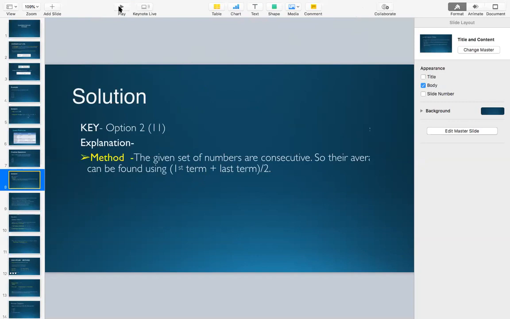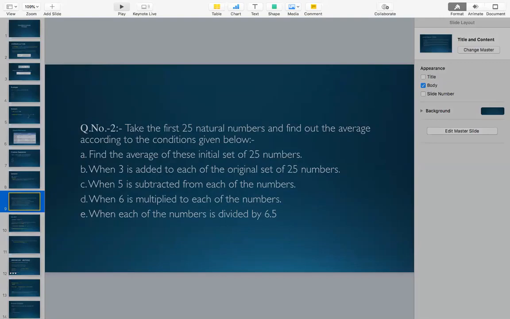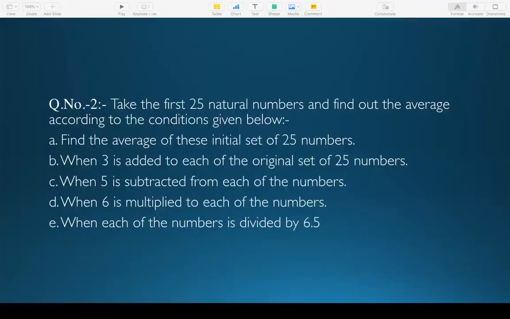So next set of question, I would request you guys to try to solve this question. This is having 5 questions in it, okay, and this is based on the property of average. So I'll give you roughly 1 to 2 minutes, try to solve this question, and I'll discuss the solution.